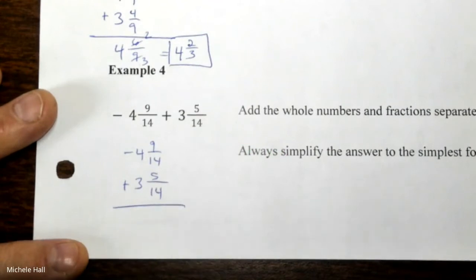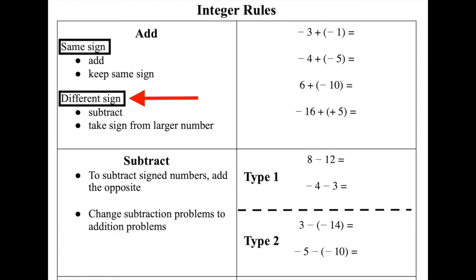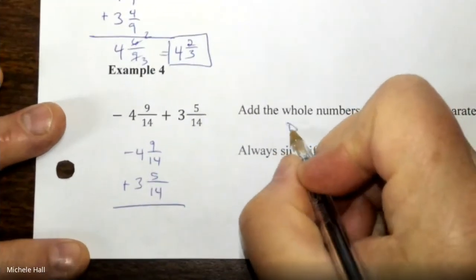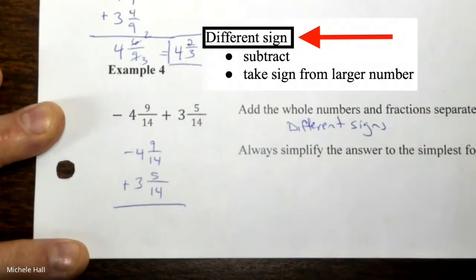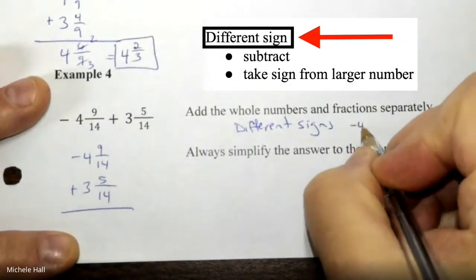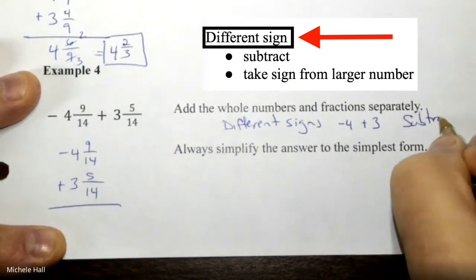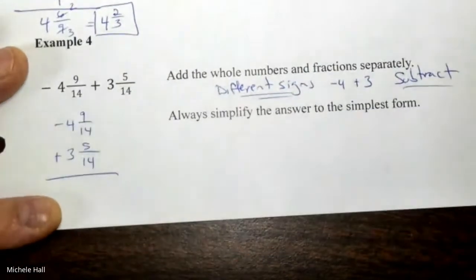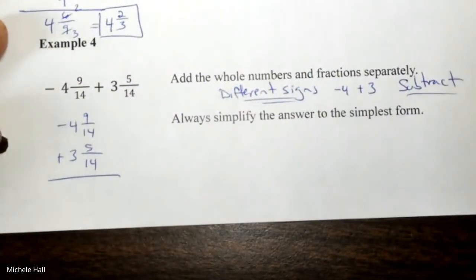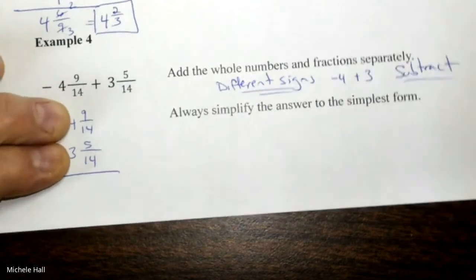So what do we do when it's different signs? Exactly. Different signs. We have a negative 4 and a positive 3. That means to subtract. Different signs means to subtract. So we're actually subtracting these. It says 9. Let's start with the fraction column.